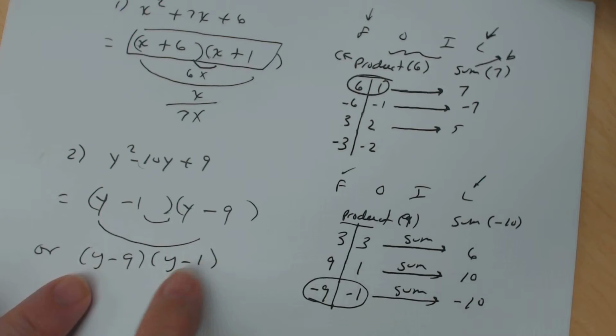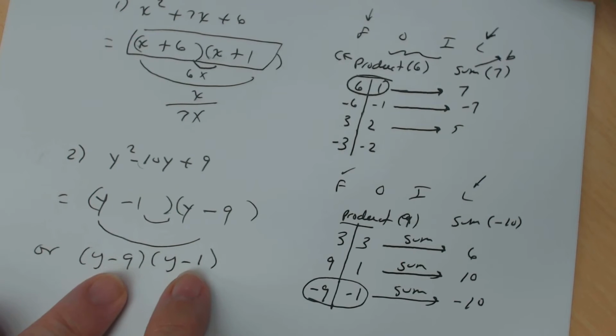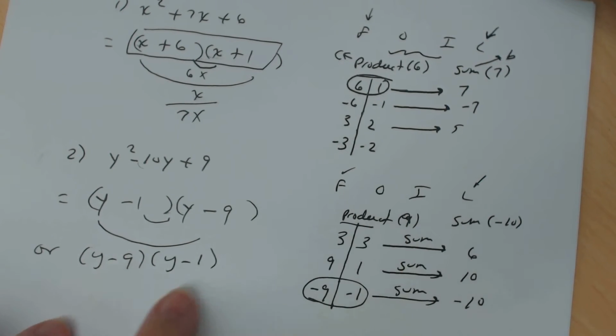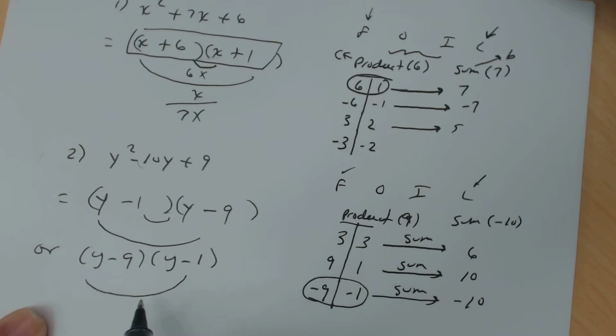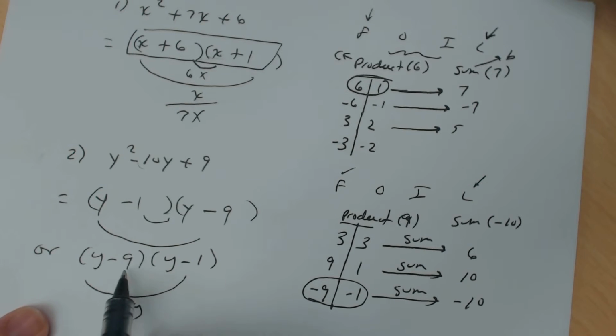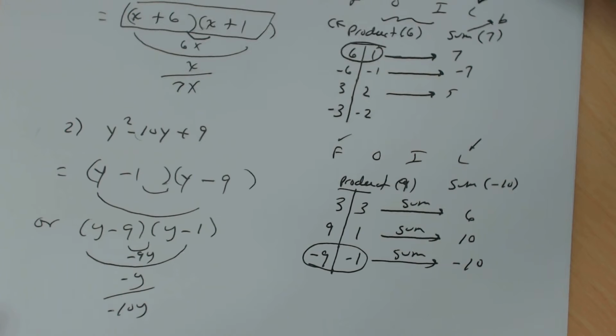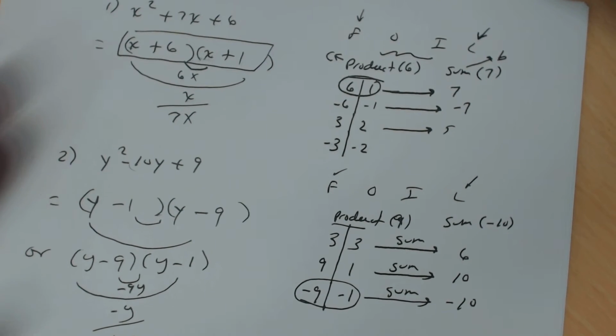Remember, this is what we're using. First times first, y times y is y squared. The last, a negative 9 times a negative 1 is a positive 9. And then you got to check the outer and the inner. You can do this in your head, but the outer is negative y, the inner is negative 9y. When I add them up, a negative 9 and a negative 1 is a negative 10y. Okay? All right. Now, before we go on, I want you to think about these rules.